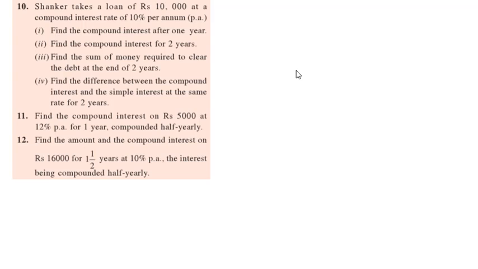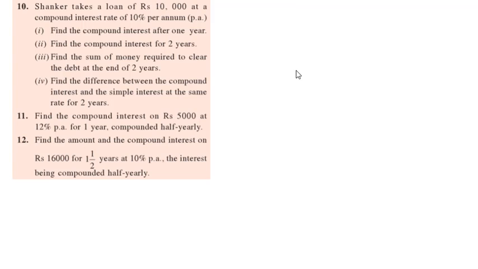Okay, so here first we have to find the compound interest after 1 year. Simple. Compound interest after 1 year, right? Compound interest for 2 years. Now here after 2 years, whatever is your total amount, you have to subtract the original amount and you will get compound interest for 2 years. Thirdly, sum of money required to clear the debt at the end of 2 years. That means total amount you have to find.